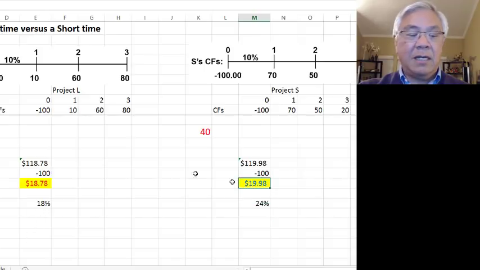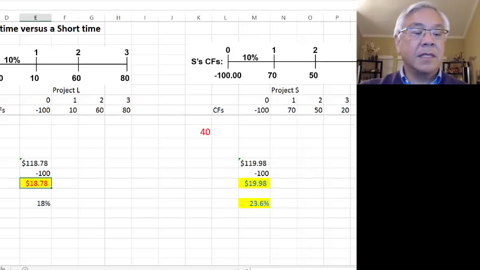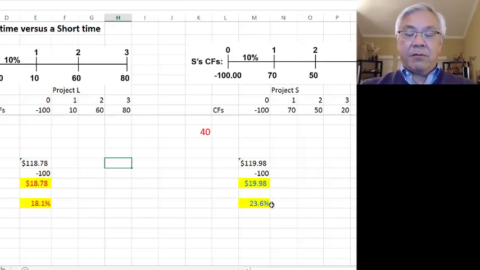So once again, we like the short-term one better. Let's do the shading of this one. And once again, the better one is S. So S appears to be a better project when we consider the time value of money, and it generates a rate of return of 23.6% and 18.1% for L.